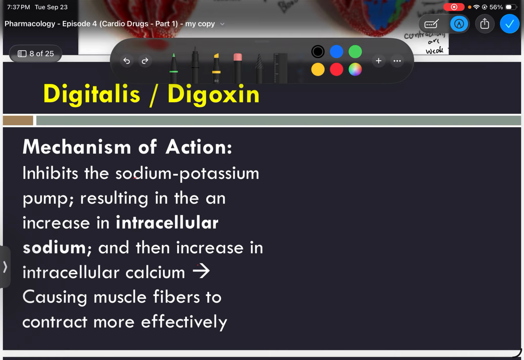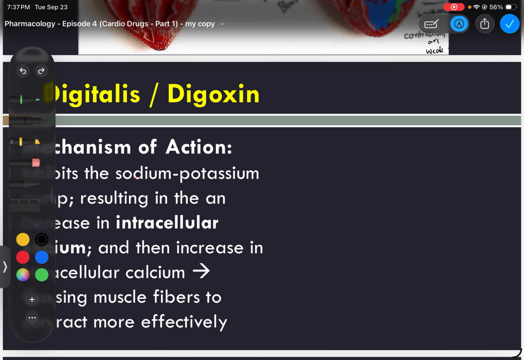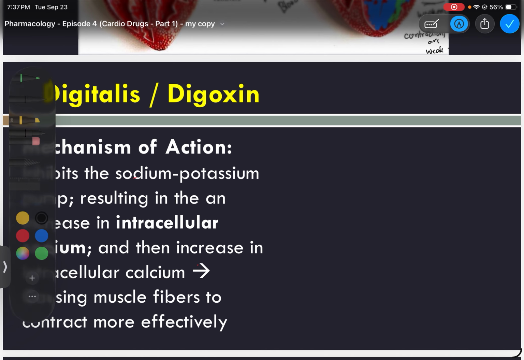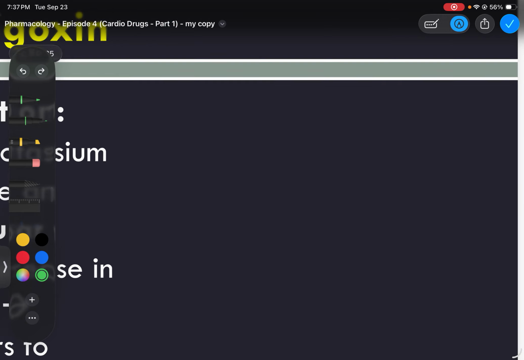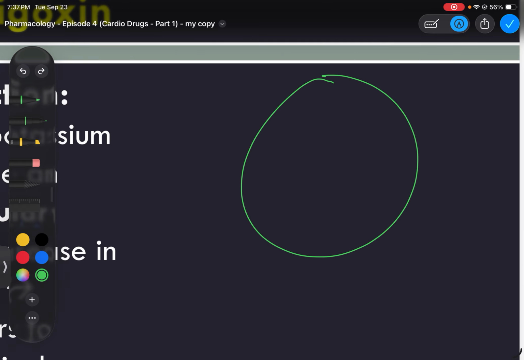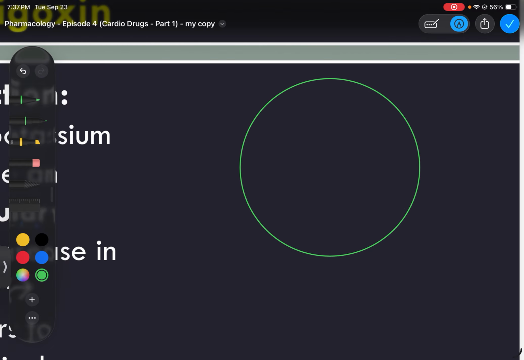Our drug of choice, or most common drug for heart failure, is our digitalis digoxin. Okay? Now, before I discuss to you the mechanism of action, let's talk about the cardiac myocyte first. Let's say, for example, this is the cardiac myocyte, okay? This is the cardiac muscle cell, no?